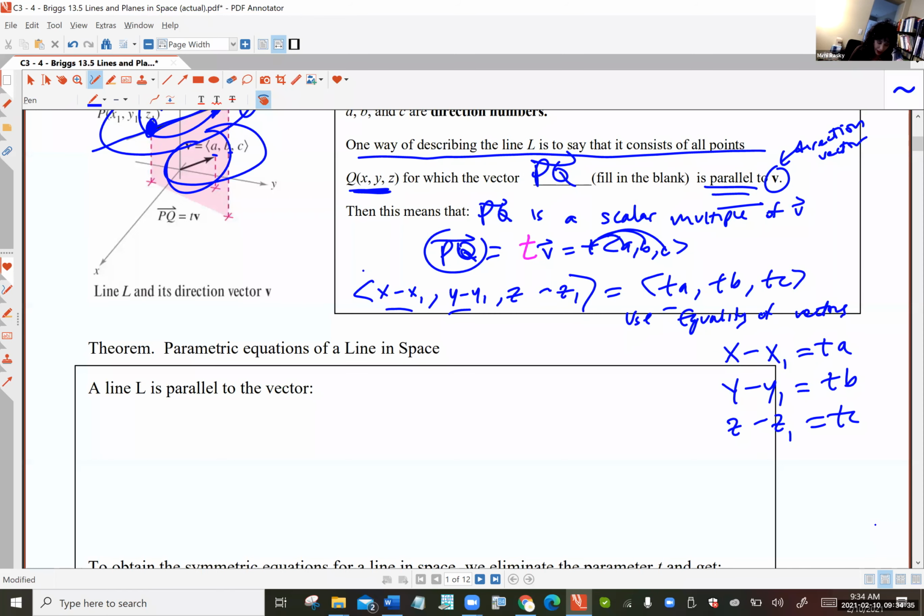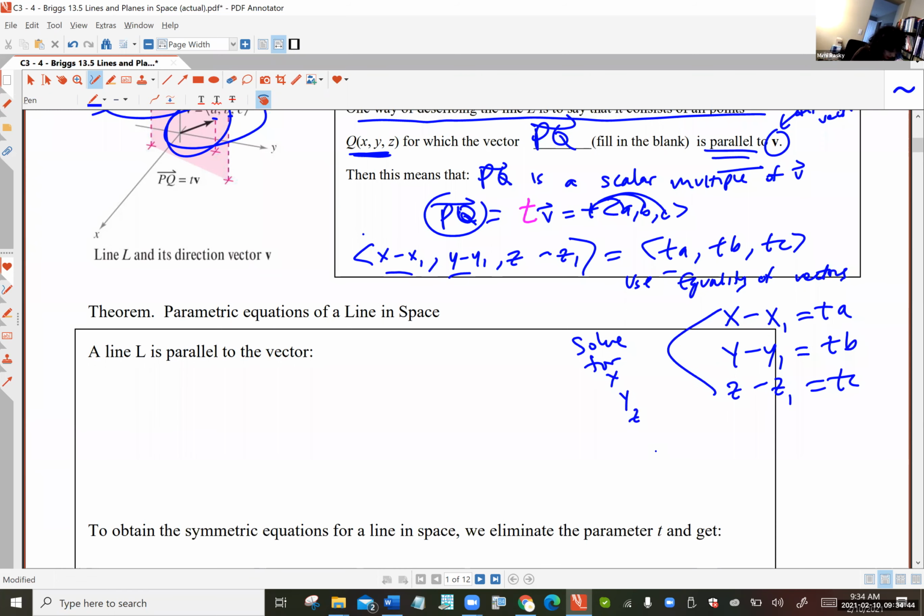So then what? Then you solve for x, y, and z separately, of course, and you get the 3 equations. So I'll put them kind of below here, leave some room here. So you're going to get x is equal to x1 plus a times t, y is equal to y1 plus b times t, and z is equal to z1 plus c times t.